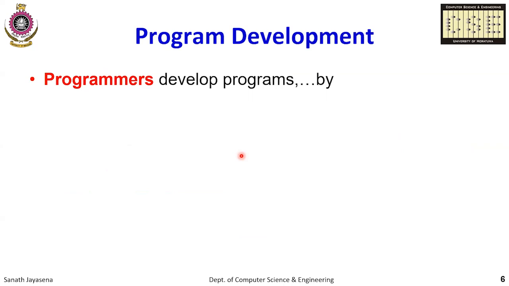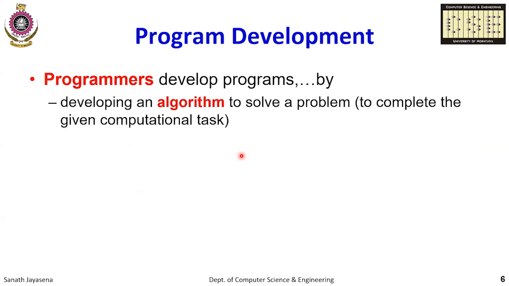So how do programmers develop programs? They do it by first developing an algorithm to solve a problem. Why do we want to develop a program in the first place? That is because there's some problem, and that problem is basically some computational task.